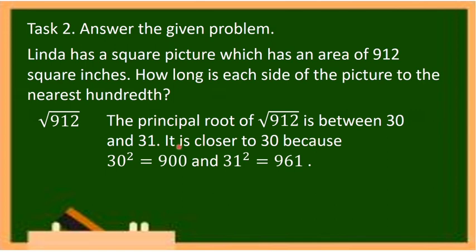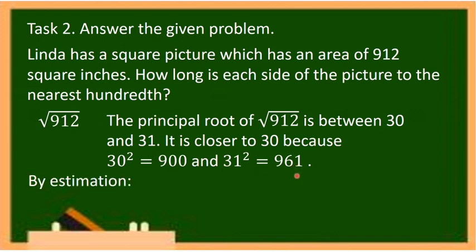It is closer to 30 because 30 squared, or 30 times 30, is equal to 900, and 31 squared is equal to 961. So we choose 30 and 31 because the squares of these two numbers, or the products of these numbers to themselves, are 900 and 961. It is wherein we can find 912 between these two.